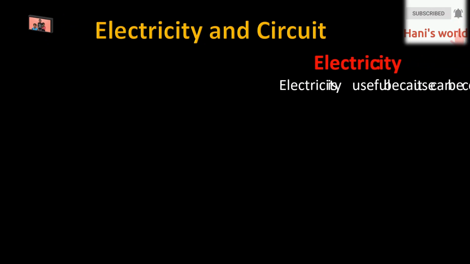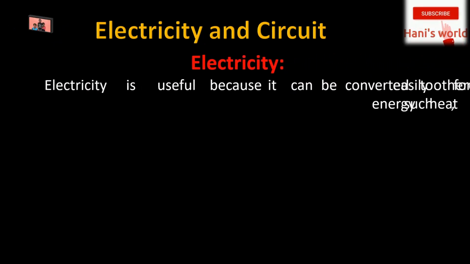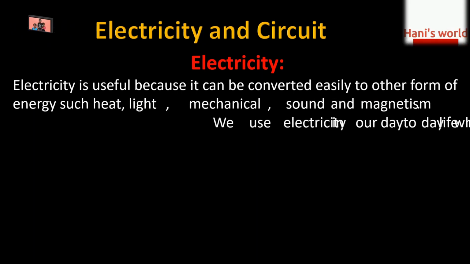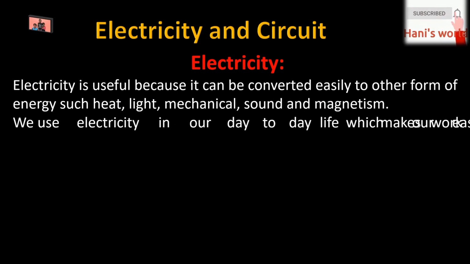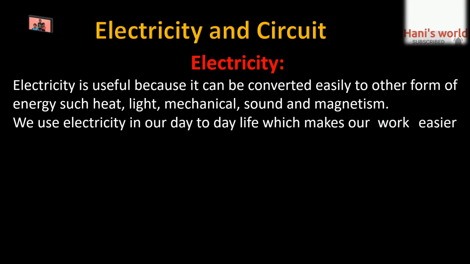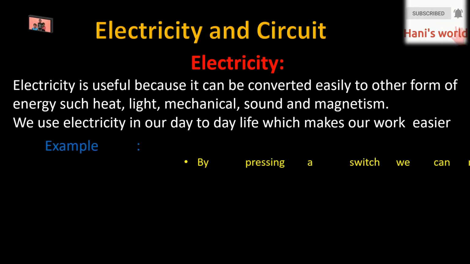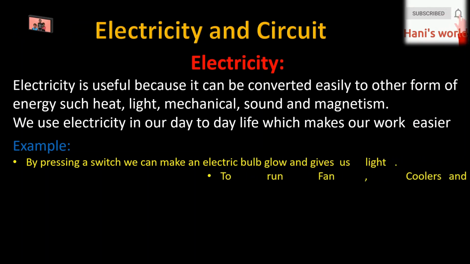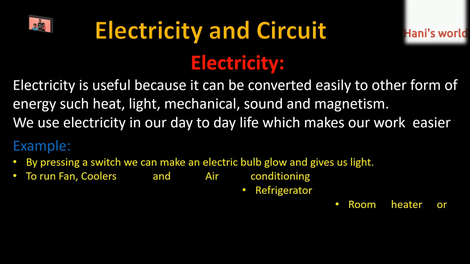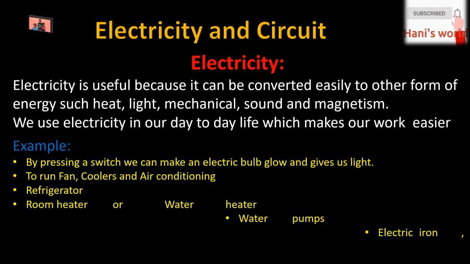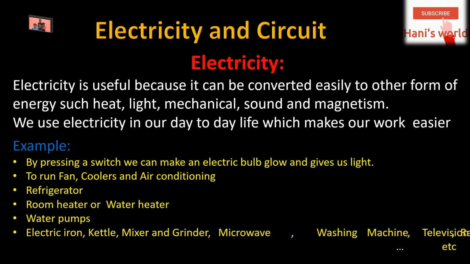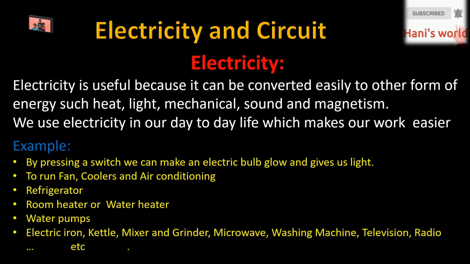Electricity. Electricity is useful because it can be converted easily to other forms of energy such as heat, light, mechanical, sound and magnetism. We use electricity in our day-to-day life, which makes our work easier. For example, by pressing a switch, we can make an electric bulb glow and give us light. To run fans, coolers and air conditioning. Refrigerator, room heater or water heater. Water pumps, electric iron, kettle, mixer and grinder, microwave, washing machine, television, radio.